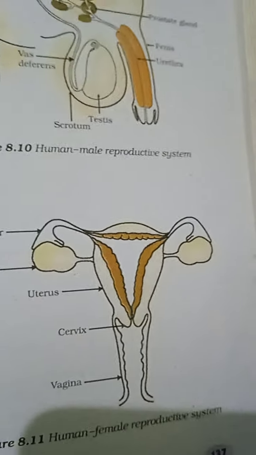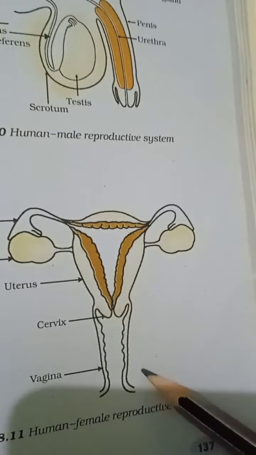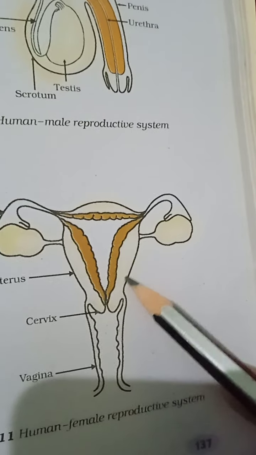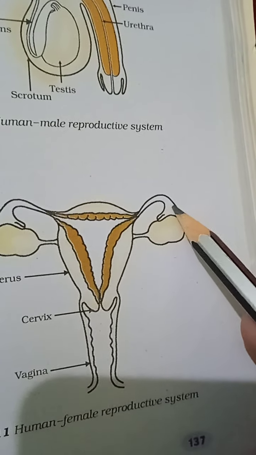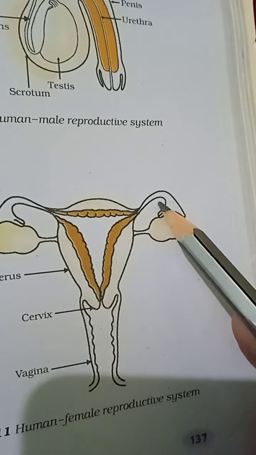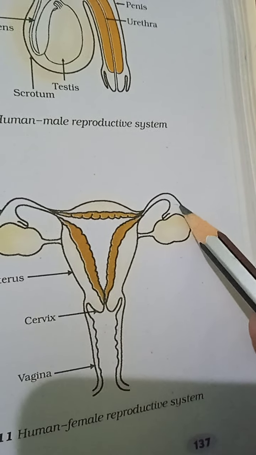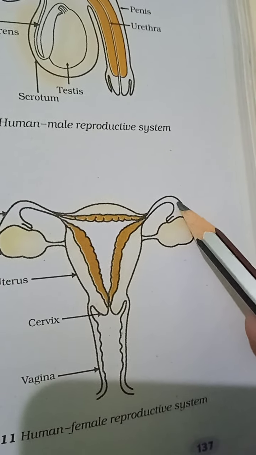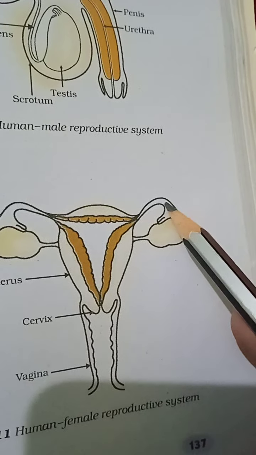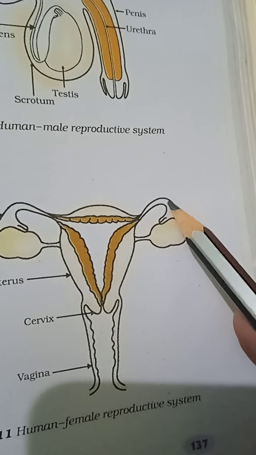When there is ejaculation of the sperm, they first reach the vagina. Through the vagina there is the cervix and the uterus, and then they go into the fallopian tube. In the fallopian tube they encounter the egg cells, and fertilization takes place. After fertilization, the zygote is formed in the fallopian tube, the oviduct.